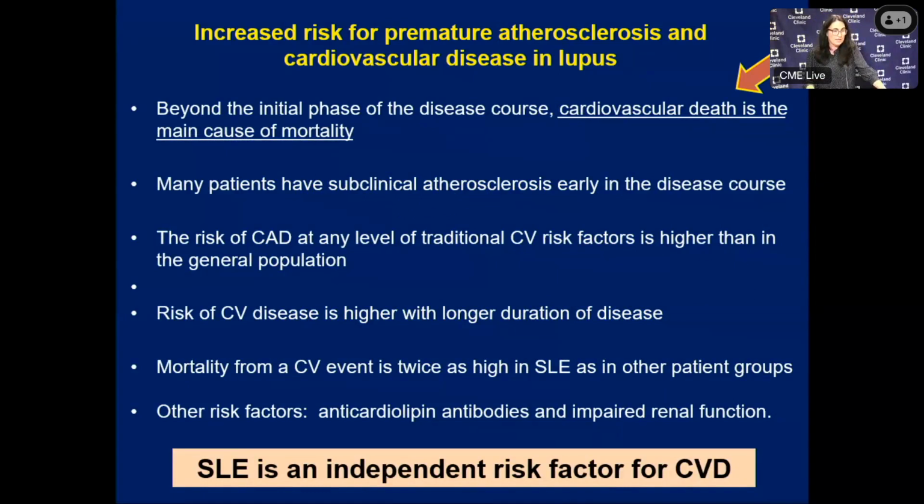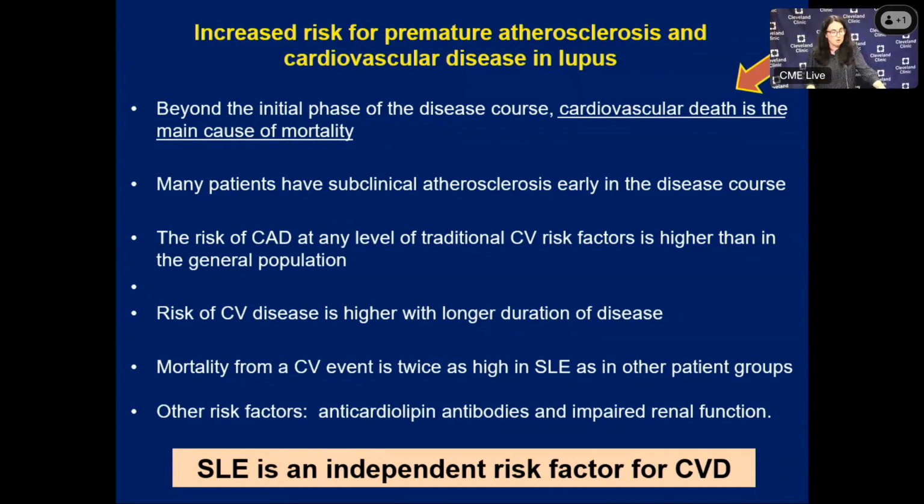And many patients have subclinical atherosclerosis early in the disease course. Interestingly, both the risk of coronary artery disease at any level of traditional cardiovascular risk factor, as well as the mortality from a cardiovascular event, is much higher in lupus patients as compared to the general population.